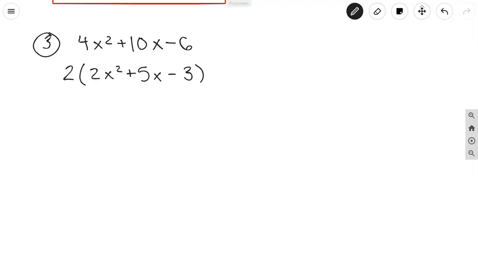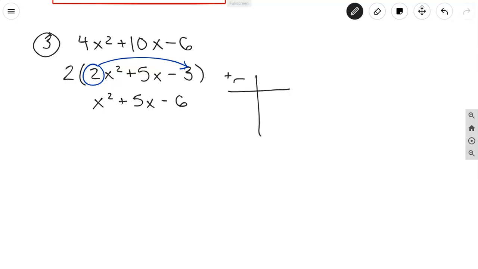Now I'm going to ignore this first part. I'm going to focus on what's in my parentheses and see if I can factor what's inside here. So I see I have a leading coefficient of 2, so I'm going to do the slip and slide method. I'm going to take my 2 and I'm going to times it by 3. And that's going to give me x squared plus 5x minus 6. I make my little t-chart. What adds to give me positive 5, but multiplies to give me negative 6?